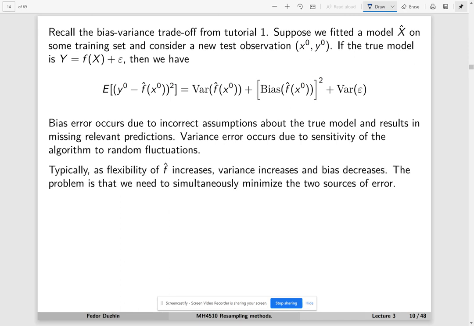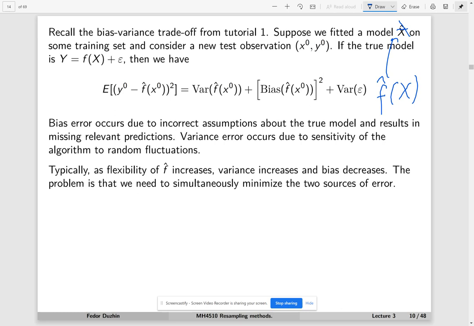Now, typically as the flexibility of our f hat increases, and f hat is our fitted model, right? We fit the model f hat of x, not x hat. Sorry about that. Variance increases and bias decreases.